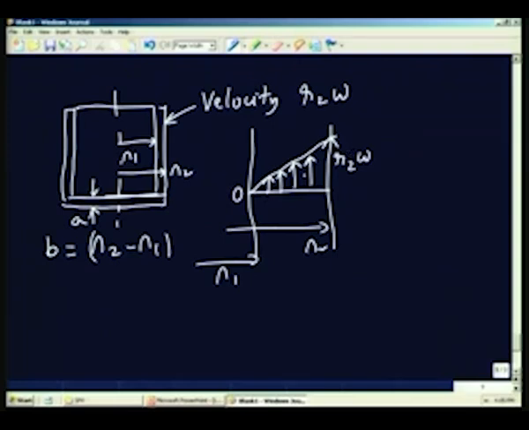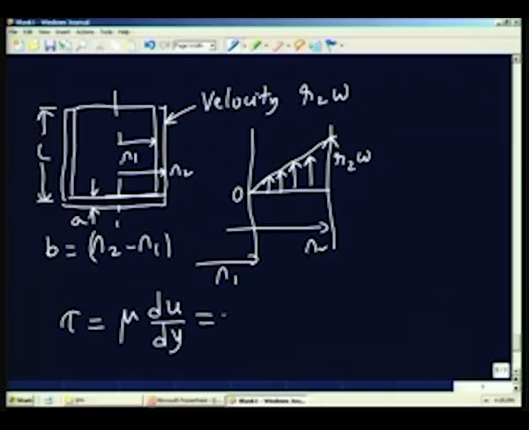Because of this velocity gradient, which is of course uniform, there will be a shear stress tau. I am looking at this length equal to L. Over this length, a uniform shear stress is going to be given by mu du by dy, which is nothing but mu times this height divided by this, R2 omega by B.